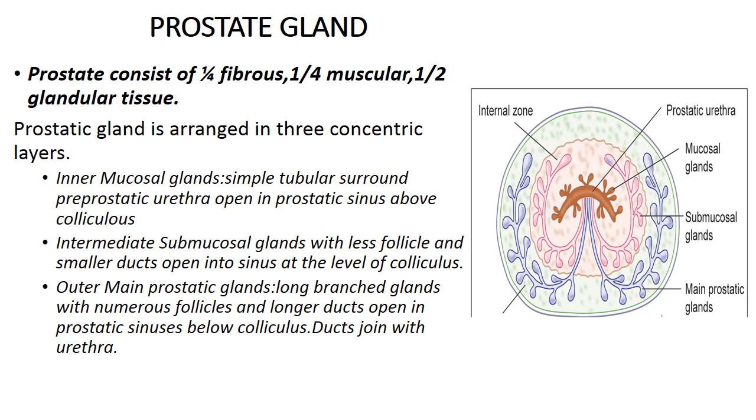Then the pink colored is the intermediate submucosal glands, and they have less follicles and small ducts. They open into the sinus at the level of colliculus, and the outermost blue colored glands you can see in the diagram, the outer main prostatic glands, they are long branched glands with numerous follicles. They have longer ducts and they open in prostatic sinus below the colliculus, and the ducts will join with the urethra. So the lining epithelium of alveoli is pseudostratified columnar epithelium, whereas the ducts are lined by stratified columnar epithelium.